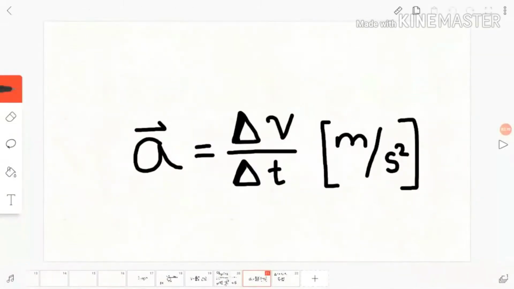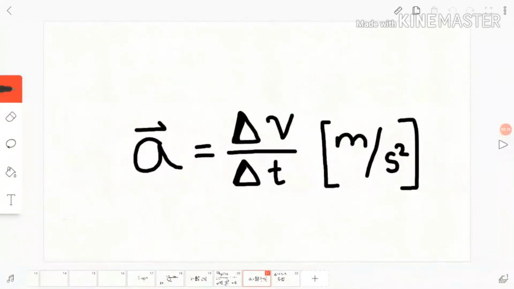Let's get into something more complicated, but if you get it, then it's really simple. So let's get into it.